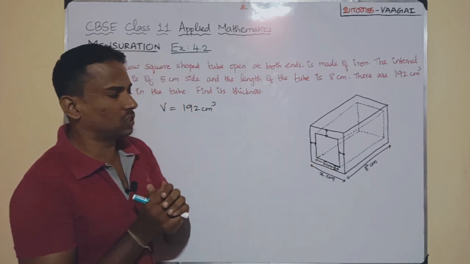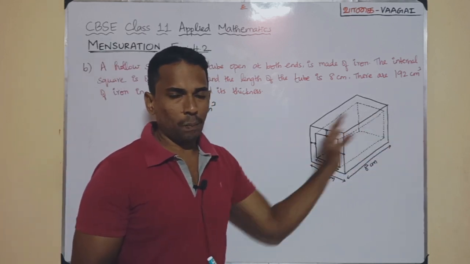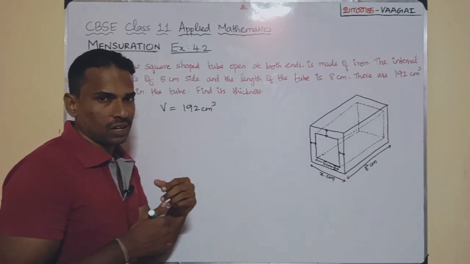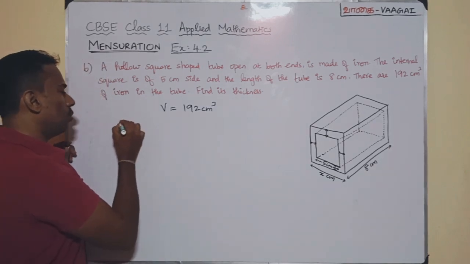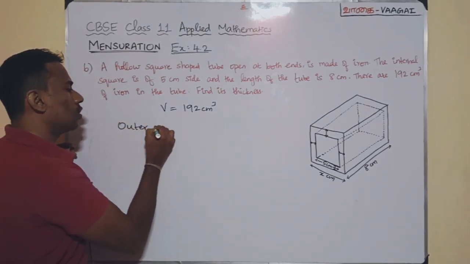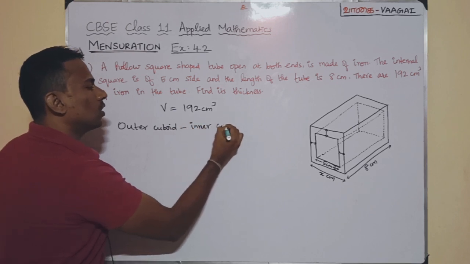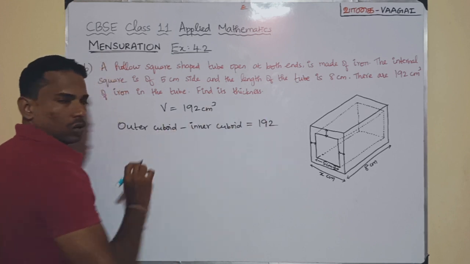So the object's volume will be nothing but the outer cuboid's volume minus the inner cuboid's volume. If you do this yourself, you can easily get the volume of this whole object. So let me write it here: outer cuboid minus inner cuboid. This will give you the volume, which is equal to 192.